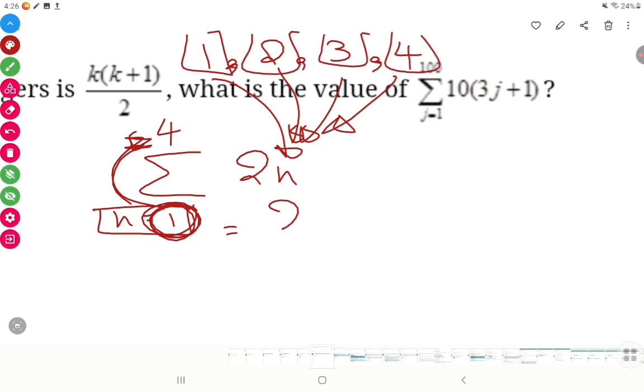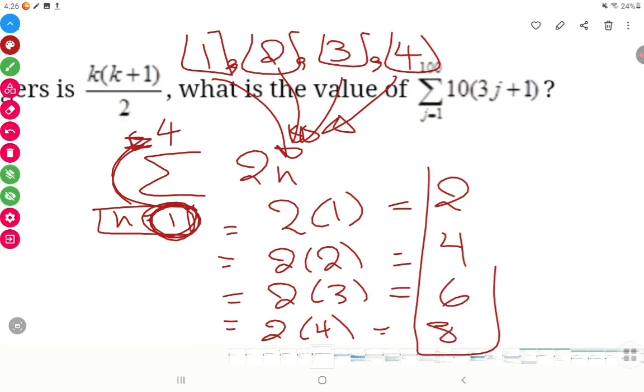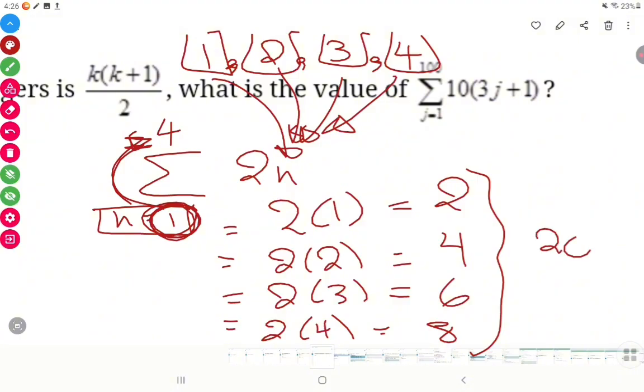So we substitute n: 2 times 1, 2 times 2, 2 times 3, 2 times 4. And we get the answer of each one. 2 times 1 is 2, 2 times 2 is 4, 2 times 3 is 6, 2 times 4 is 8. These are not the answer for sigma. Sigma is the sum of all these numbers you get after you substitute each n into the variable. So we add up each answer: 2 plus 4 plus 6 plus 8, you get 20. So the sigma is 20.